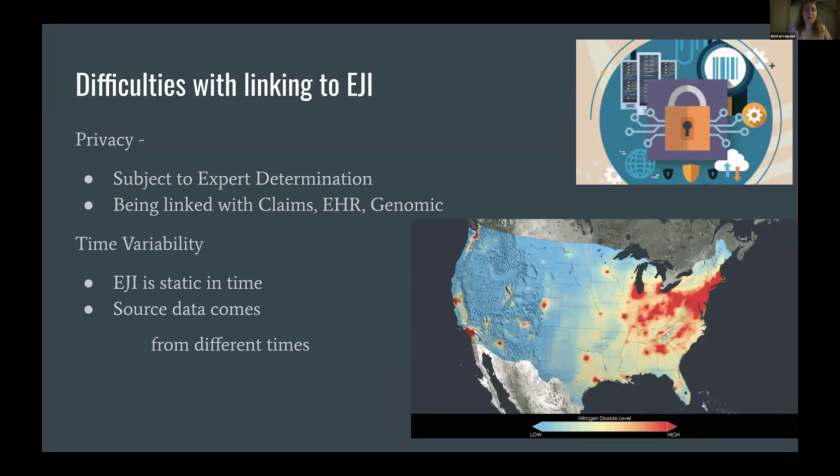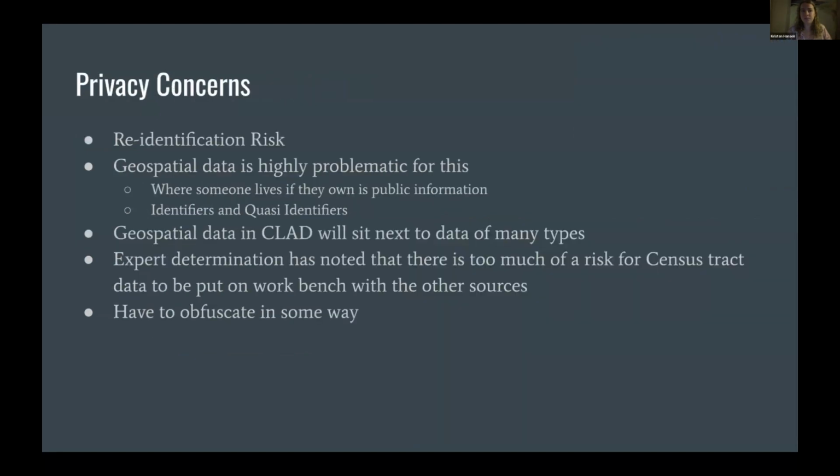An additional privacy concern is that CLAD is subject to an expert determination, and this environmental data is being linked to not only EHR data, but claims data, and for one tier of access, genomic data additionally. Because of this, it would be relatively easy, if you linked all of these things at the census tract, to re-identify a person. And really, we're trying to get down to a quote unquote acceptable risk of re-identification.